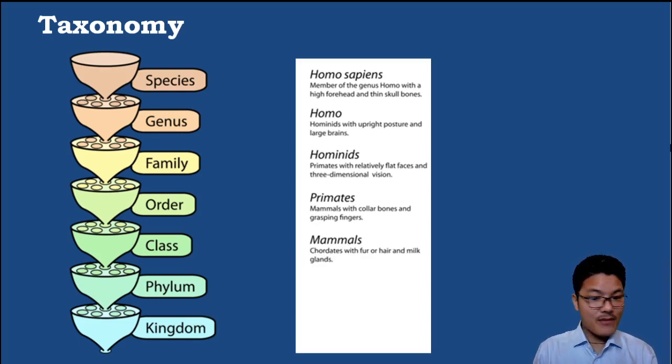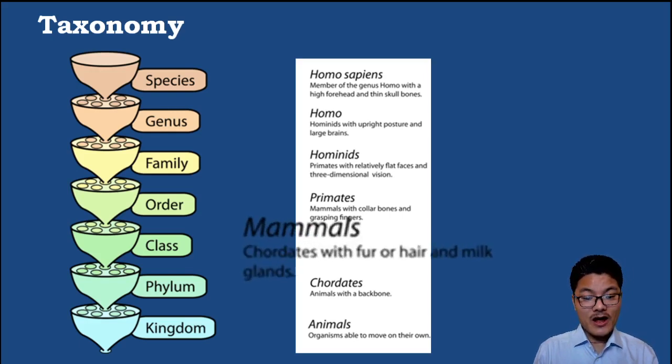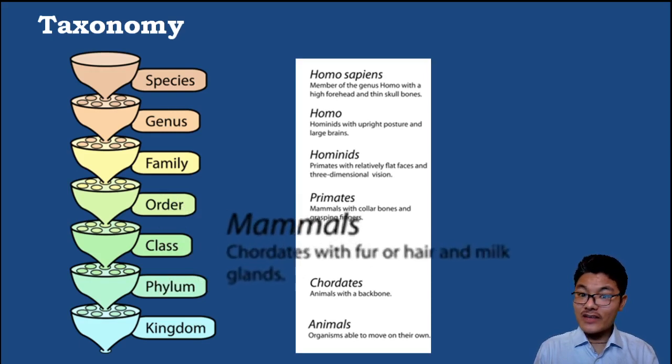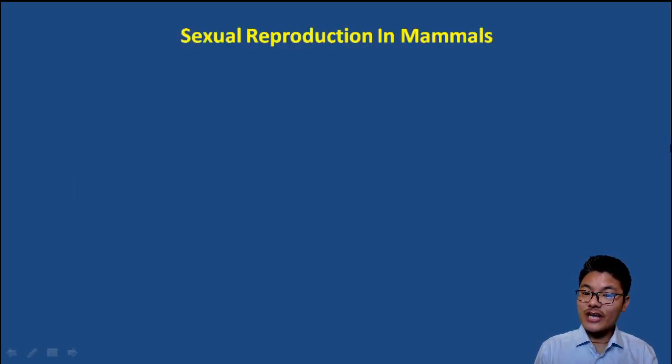Our class, mammals. We are mammals. We are chordates, having a backbone, and we are all included under the animal kingdom. So let's try to look at mammals. We are included under mammals, and mammals have a unique way of reproduction. So let's try to understand some aspects of reproduction in mammals.